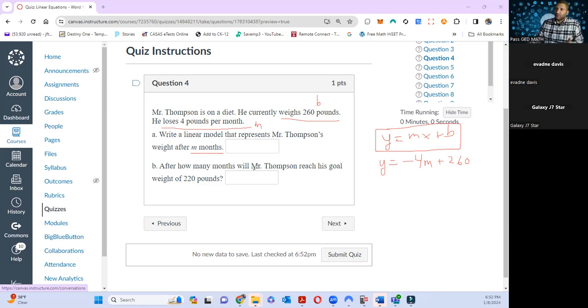For how many months will Mr. Thompson reach his goal of 220? So is 220 my y or my m?